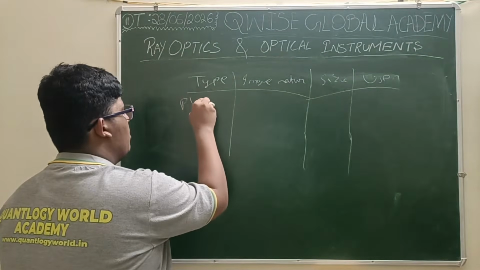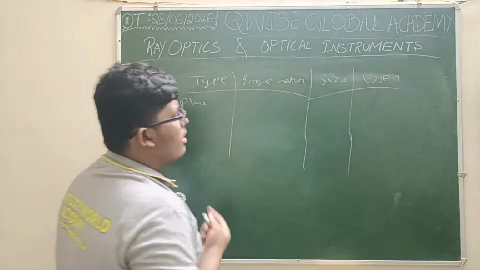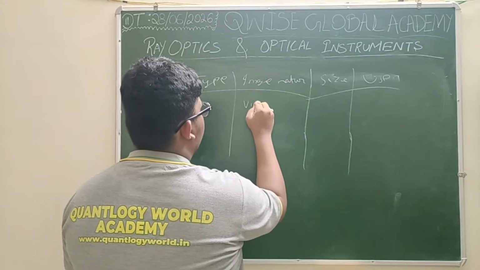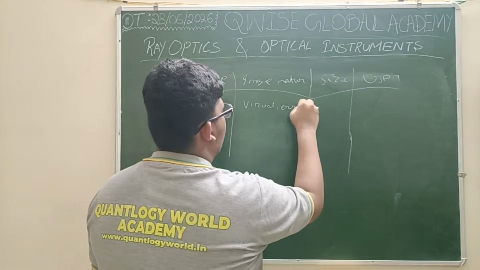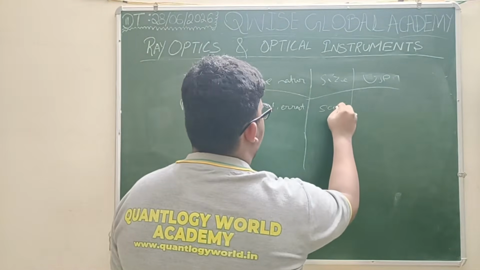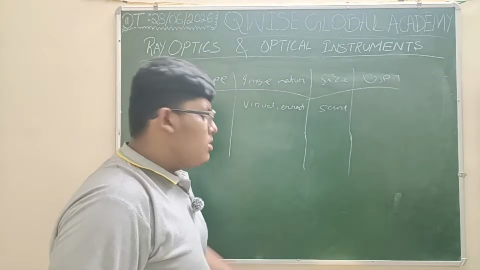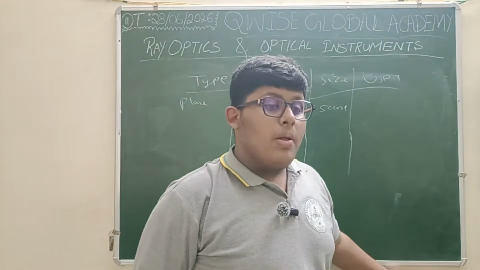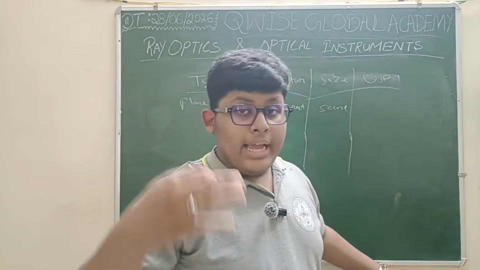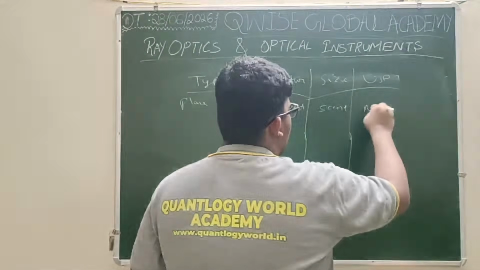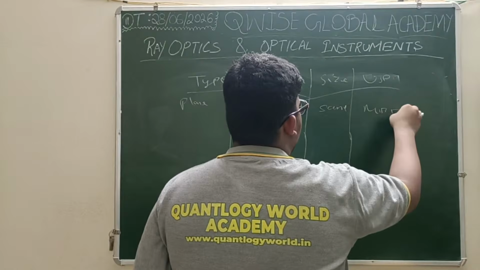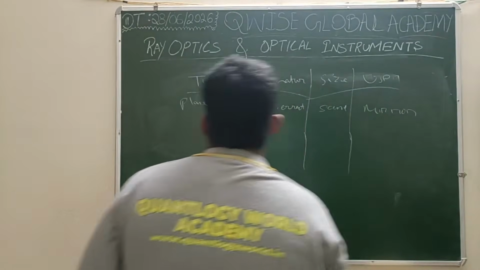First is plane mirror. In a plane mirror, the nature of the image is virtual and erect. Size is the same. As you have seen, the mirrors in our homes are plane mirrors, and the size remains the same. Next is use: simple plane mirrors which are used in our houses.